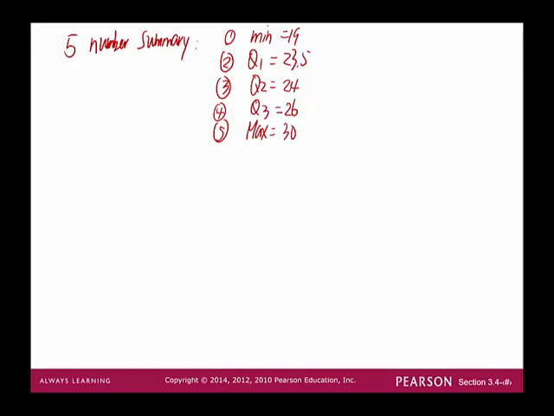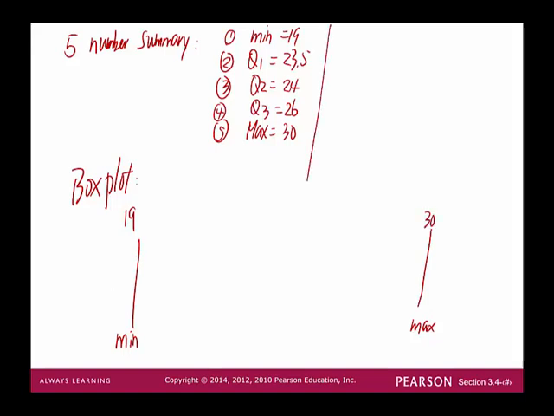Okay. So we're going to use this to construct a box plot. So now this is the box plot. Alright. So now the box plot starts with the minimum and maximum here. So this is the minimum. That's the maximum. If you want to put a number on top, you can do that. 19 goes here. And the maximum turned out to be at 30. So the total distance between the maximum and the minimum is 11.